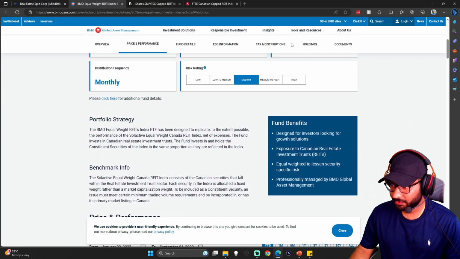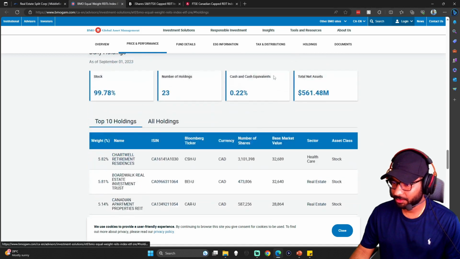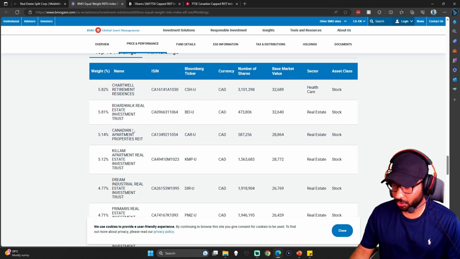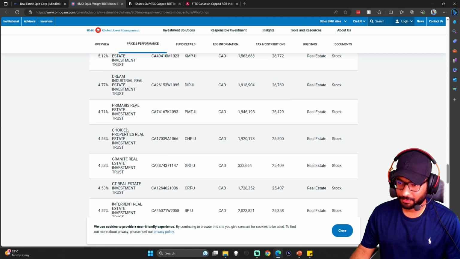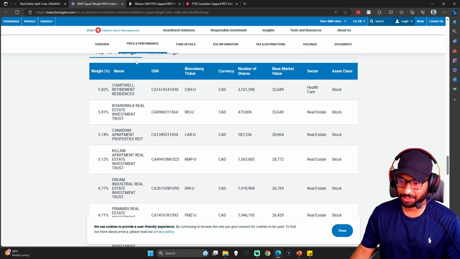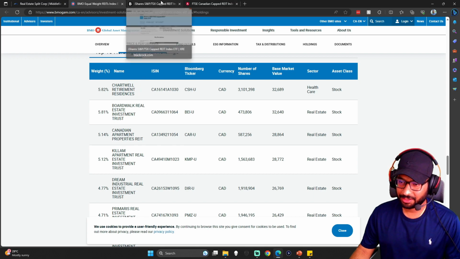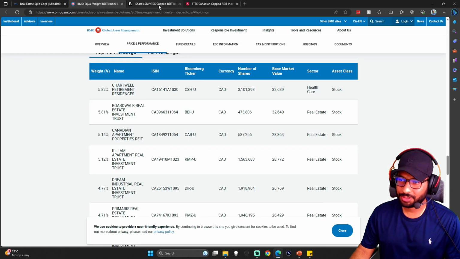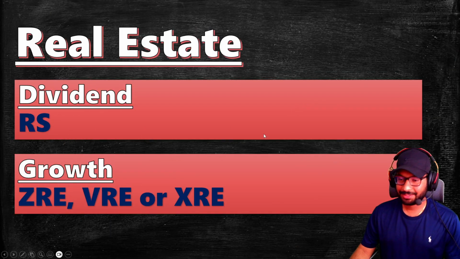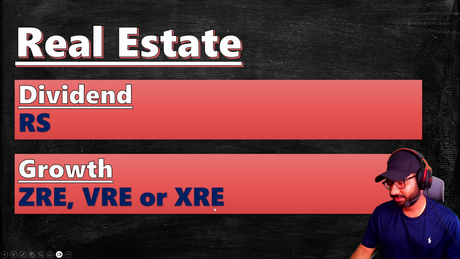This one also, if you go to holdings, ZRE, the BMO one, it contains all the REITs that are available. It really diversifies your portfolio. You don't have to do much research about any one REIT. So that's the real estate, and again, very similar with the BlackRock one and Vanguard. You can do your own research and pick the one you like. So that's the real estate one, the RS, the ZRE, VRE, XRE.